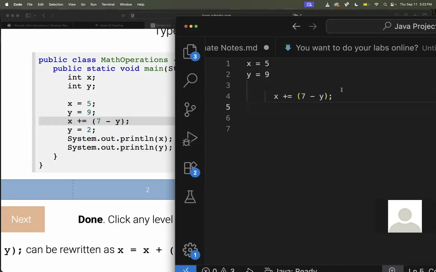So I'm going to come down here. So we have x plus equals 7 minus y. So mentally, I'm going to take the 9 for y and put it in here for y. Oops, I typed a 0. It should have been 9. Now you have 7 minus 9. What is 7 minus 9? Negative 2, right? Negative 2.